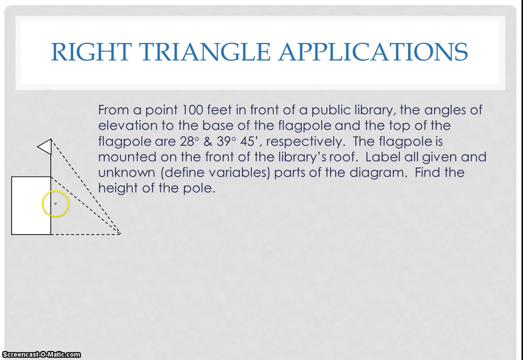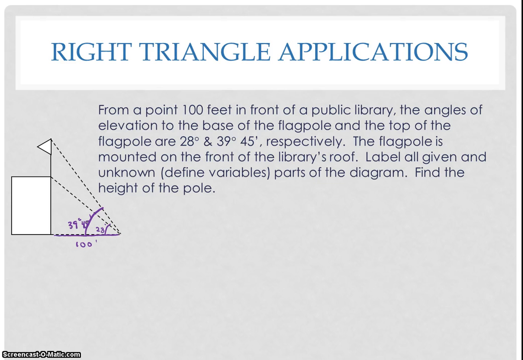So the first problem involves a point 100 feet from a public library. So we have this building here, this white rectangle, and we're going to be 100 feet away right here, from the public library, and the angles of elevation to the base of the flagpole. So here's the flagpole on top of the library. And the angles of elevation are 28 degrees, so the smaller one is 28 degrees. And then the larger angle is 39 degrees, 45 minutes.